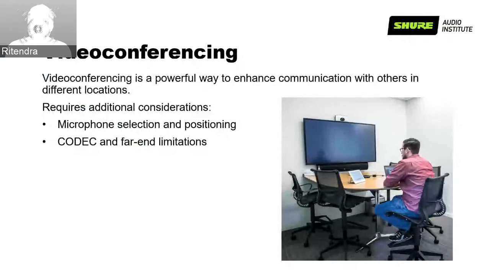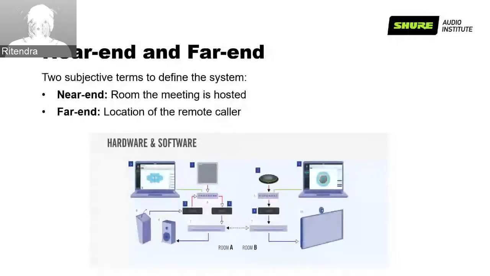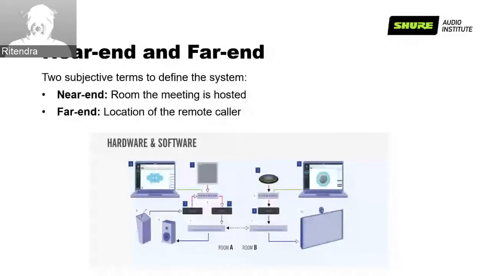Talking about near-end and far-end, there are 2 subjective terms to define the system. First is the near-end. Near-end is basically the room where the meeting is hosted, so the call is going to start from there. And the second is far-end. Far-end is the location of the remote caller. With multiple participants, all the attendees are going to be the remote callers in that case.